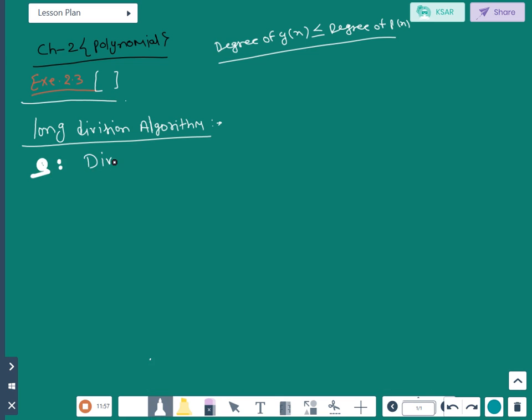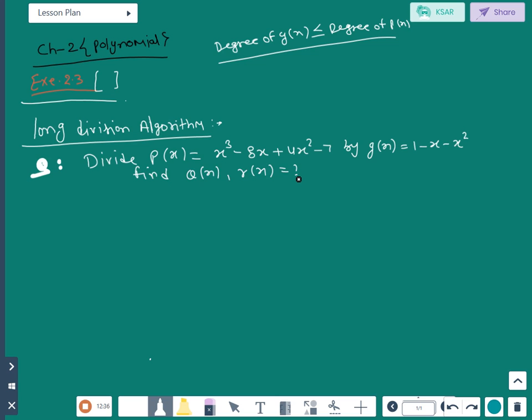Question is, divide p of x equal x cube minus 8x plus 4x square minus 7 by g of x equal 1 minus x square. You will divide and find the quotient and the remainder. So students, how we will find out the quotient and the remainder? Find q of x and r of x. Quotient find out करना आपको और remainder find out करना है.